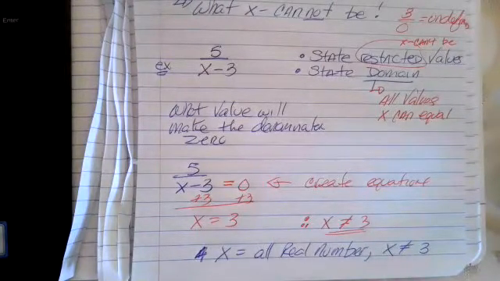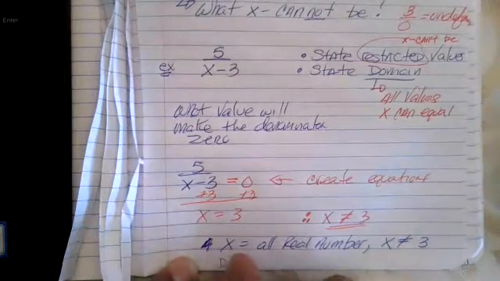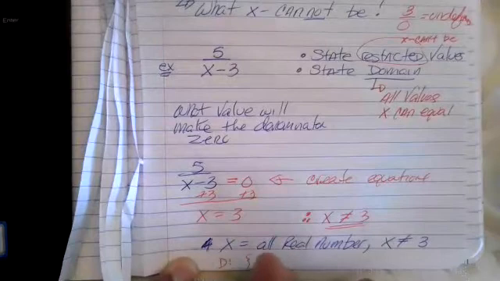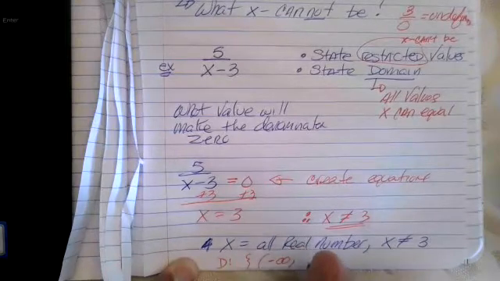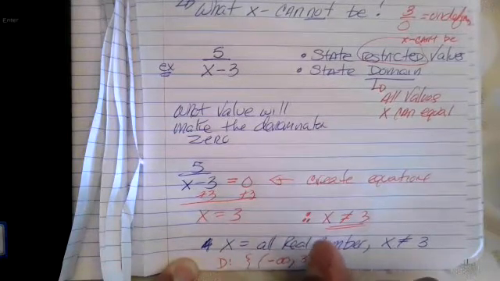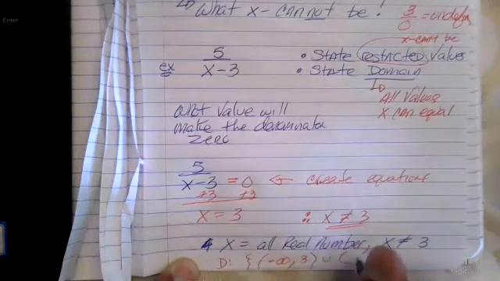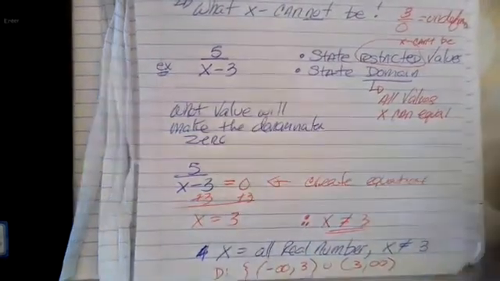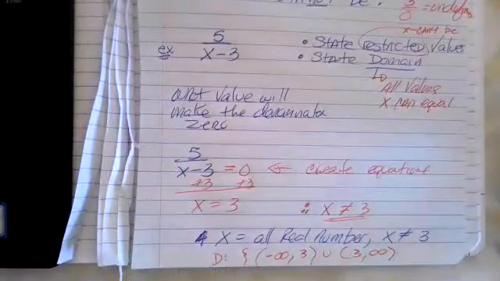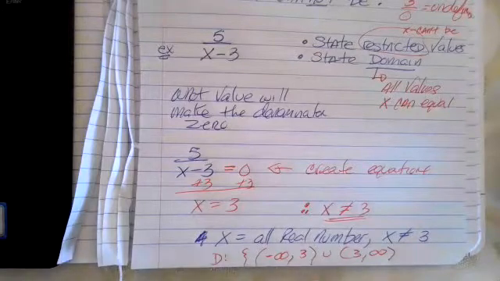Another way is to use interval notation. You could say your domain is from negative infinity up to 3, not including 3, and then from 3 to positive infinity. That's a way to write it in interval notation. It's from negative infinity to 3, not including 3, and then it's from 3, not including 3 again, to positive infinity. If you were asked for the domain, that's what they would be looking for.